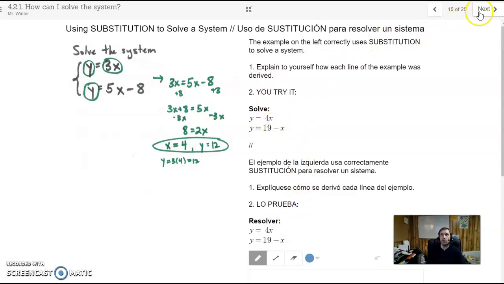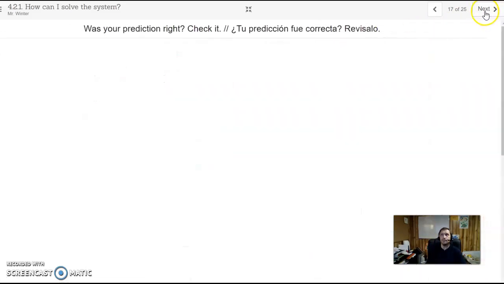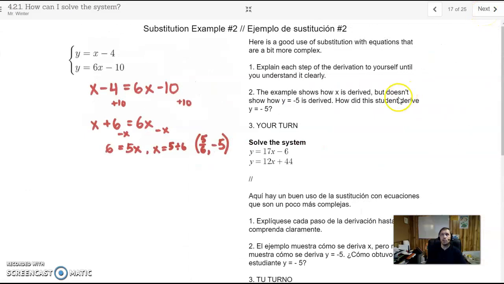We're going to go ahead and skip to this next one. And I want you to try this problem right here. Solve the system y equals 17x minus 6 and y equals 12x plus 44. So try that out on slide 17. Pause your screen right now, all right, and come back and see the solution.